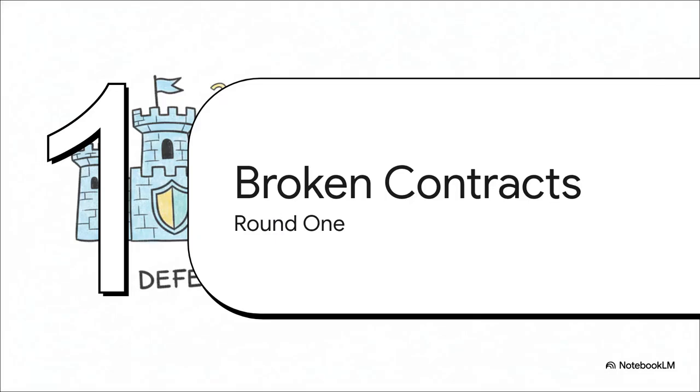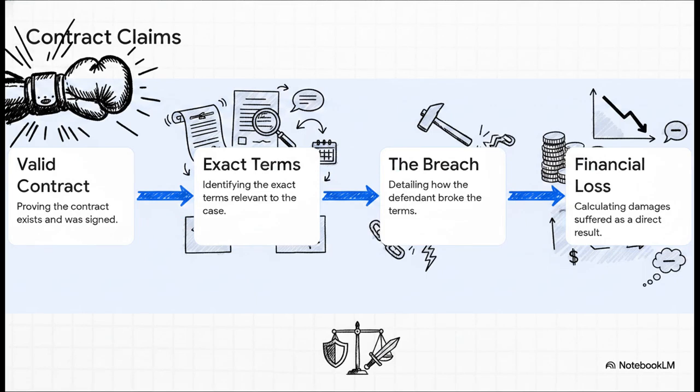Round 1. Broken contracts. So, how do these documents actually battle it out? Let's step into our first metaphorical boxing ring: breach of contract. This is the legal avenue you take when a binding agreement between two parties gets broken. When a plaintiff throws that first punch, their particulars of claim must contain a rapid-fire sequence of requirements.